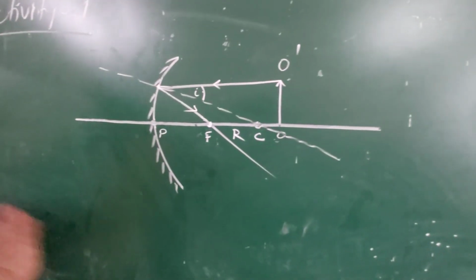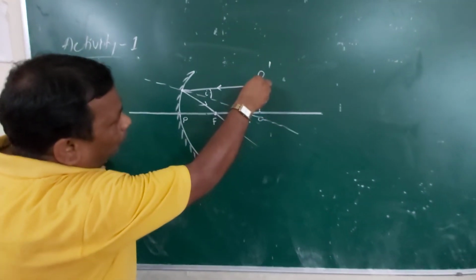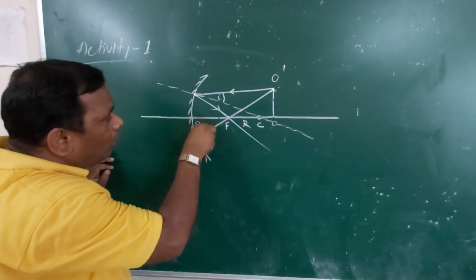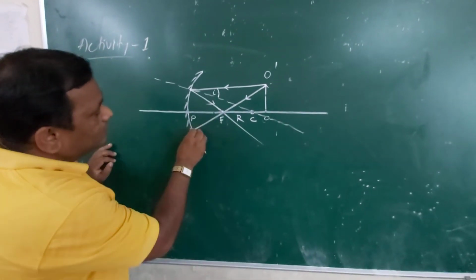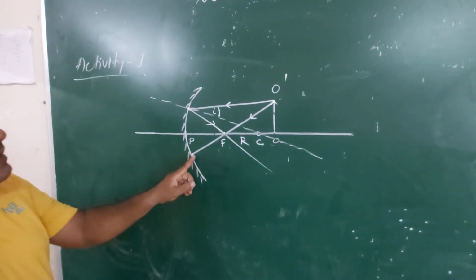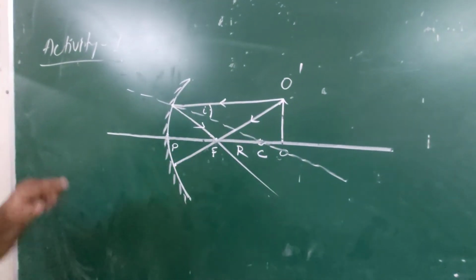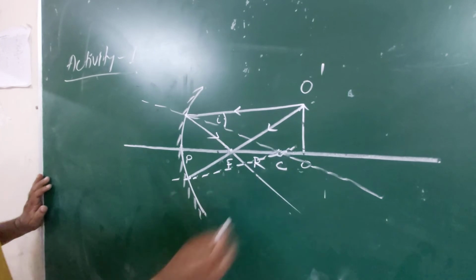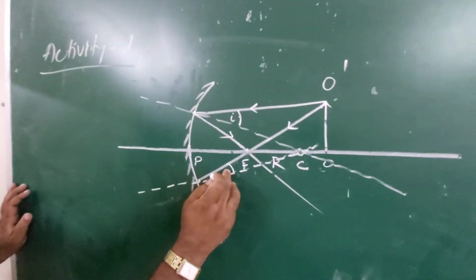Okay. Now I am going to draw another ray from the object, O dash is the object. From the object, another incident light ray travels through the focus. This is the incident light ray falling on the reflecting surface of the concave mirror. Then this is called the point of incidence, right? From the point of incidence to the center of curvature, you have to draw the normal line. For what purpose do you draw the normal line? You have to decide the angle of incidence, right?